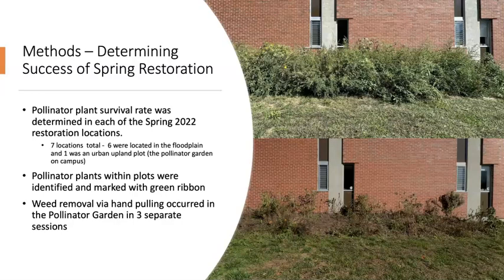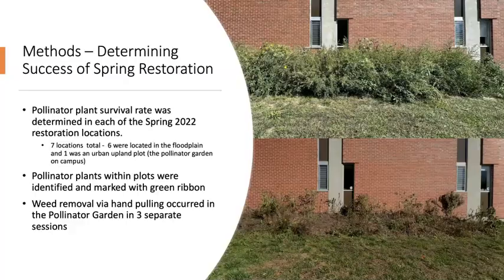Weed removal via hand pulling occurred in the pollinator garden in 3 separate sessions. So if you look at that top photo, that's the pollinator garden before any weed pulling happened, and the bottom photo is the pollinator garden after weed pulling happened. As you can see, after the weed pulling, the garden was pretty bare, so most of the plants that we planted during the spring 2022 semester, it doesn't look like they were really showing up due to the abundance of weeds.